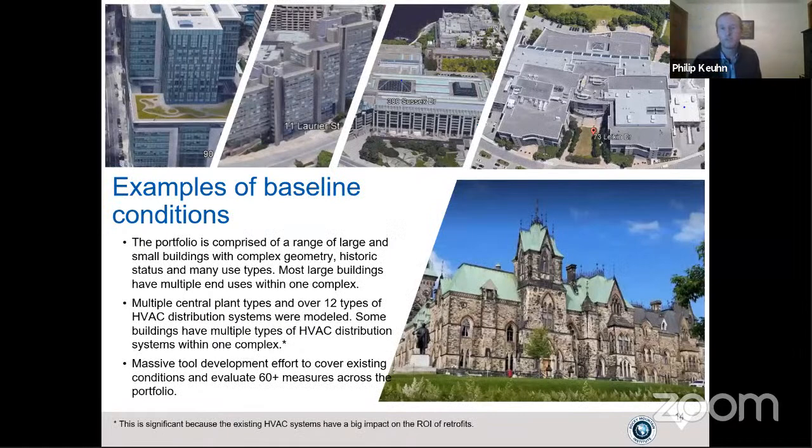So this slide just shows a few photos of the buildings that we did model. I think the largest one was right around 2.5 million square feet. So some of these are very large, complicated buildings. Some of them did look like castles. We did look at the Parliament building. We looked at the Prime Minister's home. So it's a pretty broad spectrum, both in size and system type. So we looked at multiple central plant types and 12 different HVAC system distribution types. So a lot of variation across the portfolio.